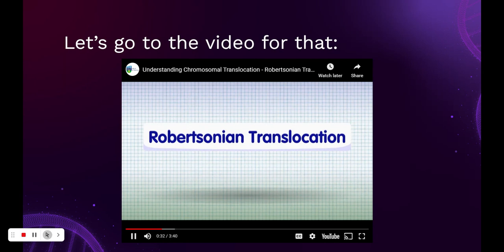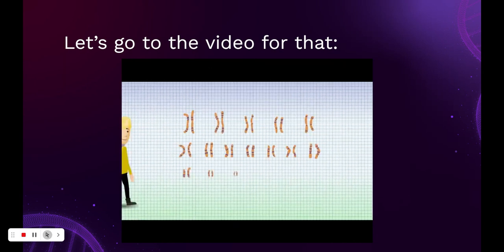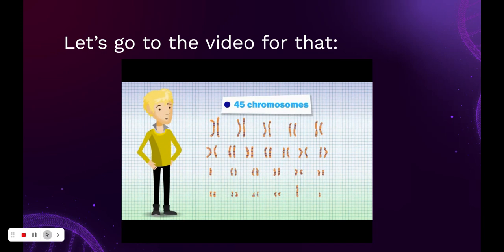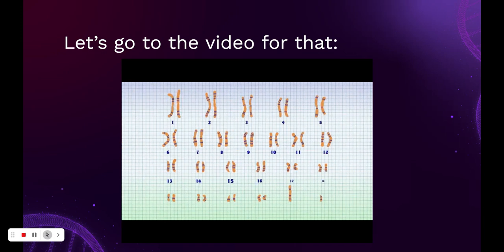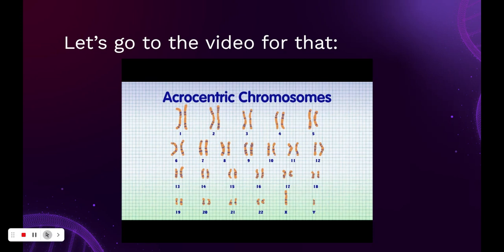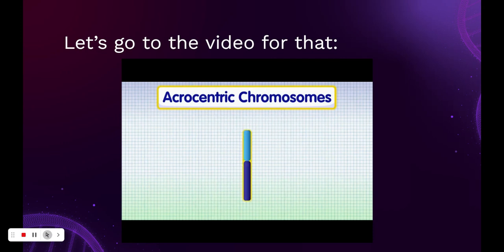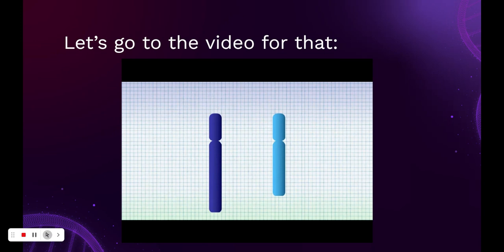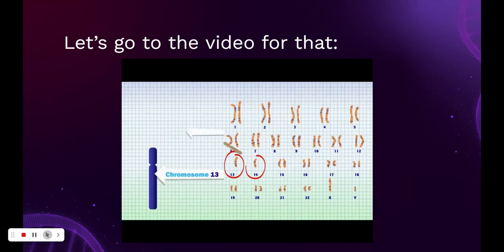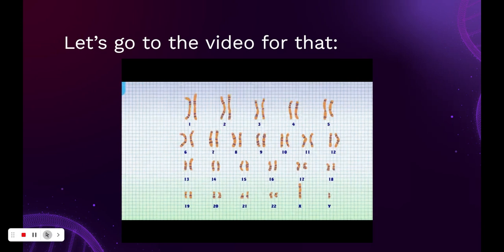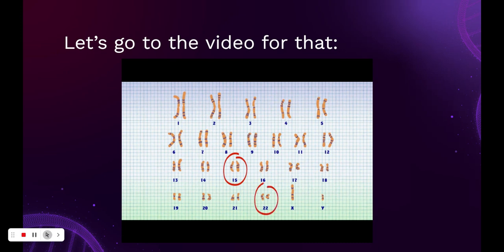A Robertsonian translocation carrier describes a situation where someone has 45 chromosomes instead of 46. Robertsonian translocation only occurs between the acrocentric chromosomes. These are chromosomes 13, 14, 15, 21, and 22. What happens is that two acrocentric chromosomes get stuck together, making one large chromosome. The commonest chromosomes to become stuck together are chromosomes 13 and 14, and the next most common are chromosomes 14 and 21. Other possible translocations occur much less frequently.